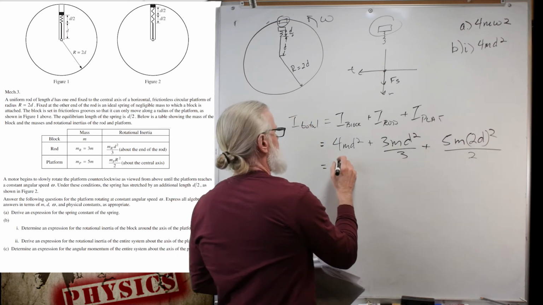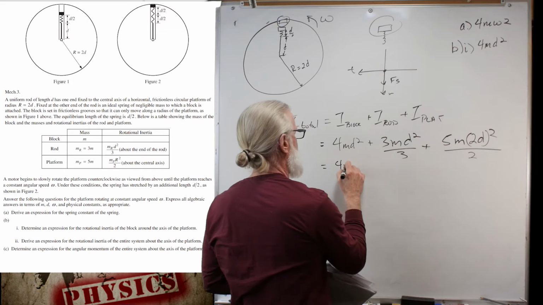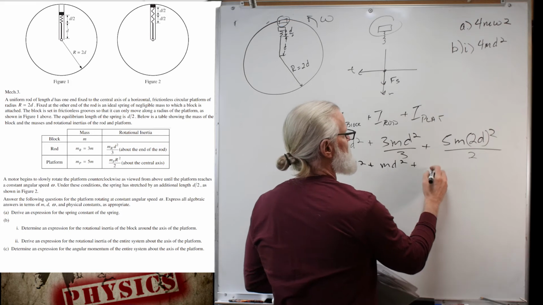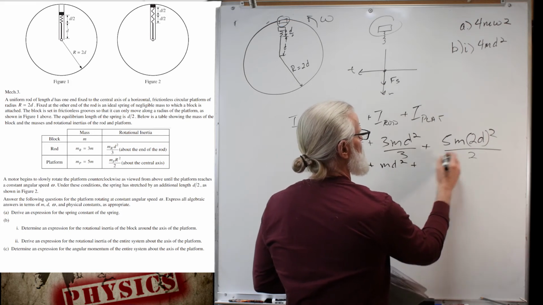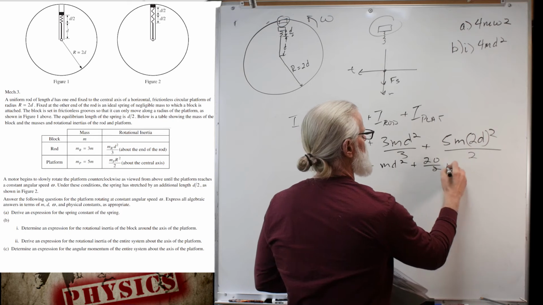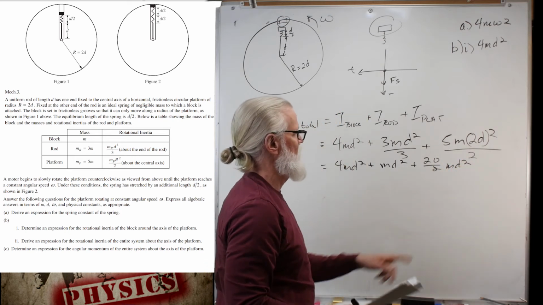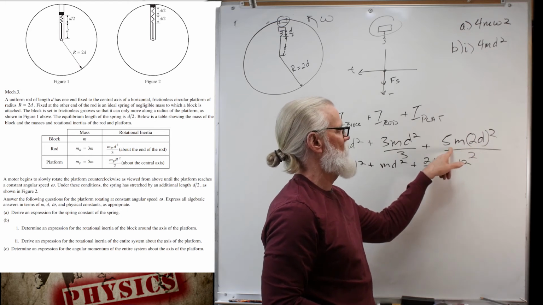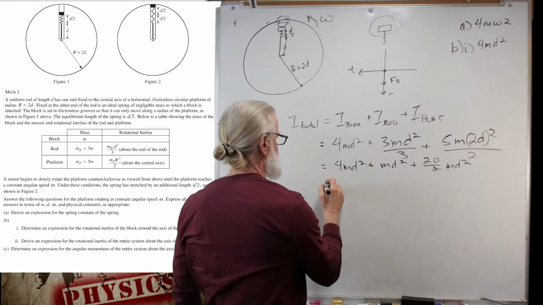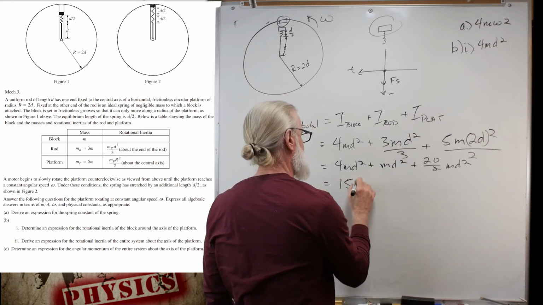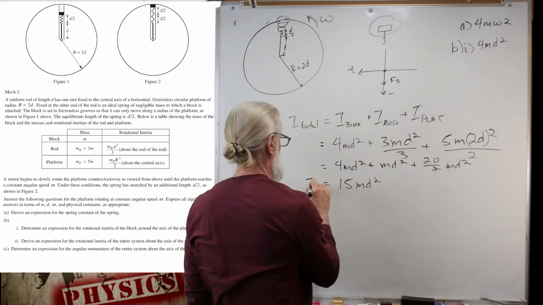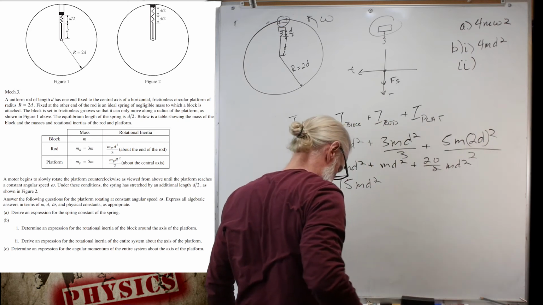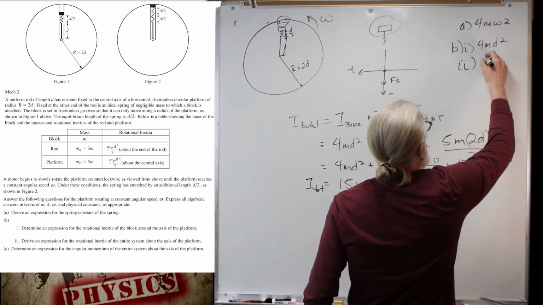All right. So what do we got? We got 4md squared plus md squared, 3 over 3, plus, let's see, 20md squared, right? I did that right. 2 times 2 is 4, 4 times 5 is 20, divided by 2, so that's going to be 10. What do we end up with? 15md squared.